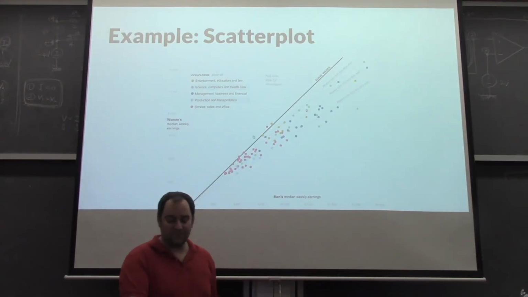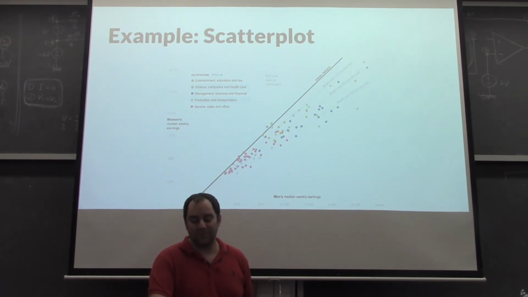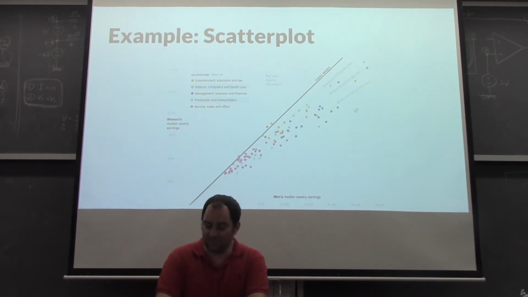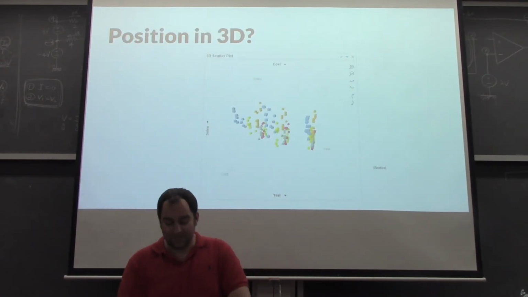So we can see that there's only a couple of jobs where women actually make more than men. And I think this was nursing or something like that, if I remember correctly. And then there are certain jobs where women make about 10% less than men. And then there are certain jobs where women make more than 30% less than men. So I think this is law or something like that.